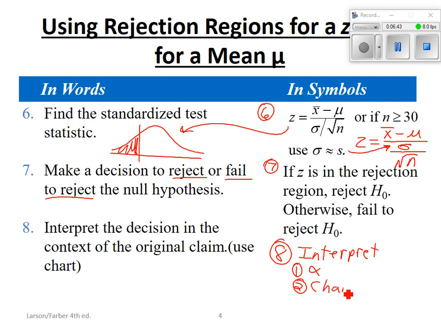Right, my arm's in the way. And then the third part connects it to the problem.